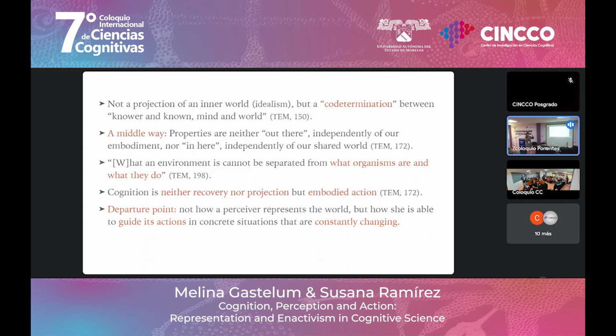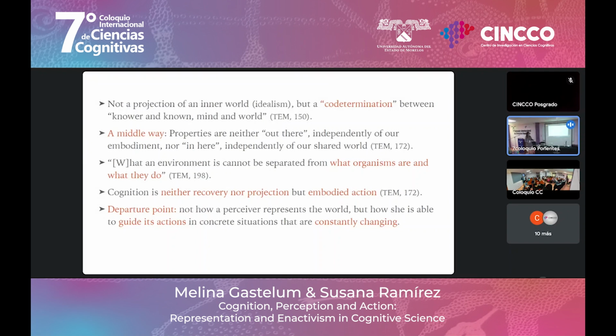It is not naive realism, neither idealism. So it's a middle way in which properties are neither out there, where we just discover them independently of our embodiment, nor in here, independently of our shared world. So they say what an environment is cannot be separated from what organisms are and what they do, and that is very important. So cognition is neither recovery nor projection, but embodied action, and we're going into that in our whole presentation, what that means.